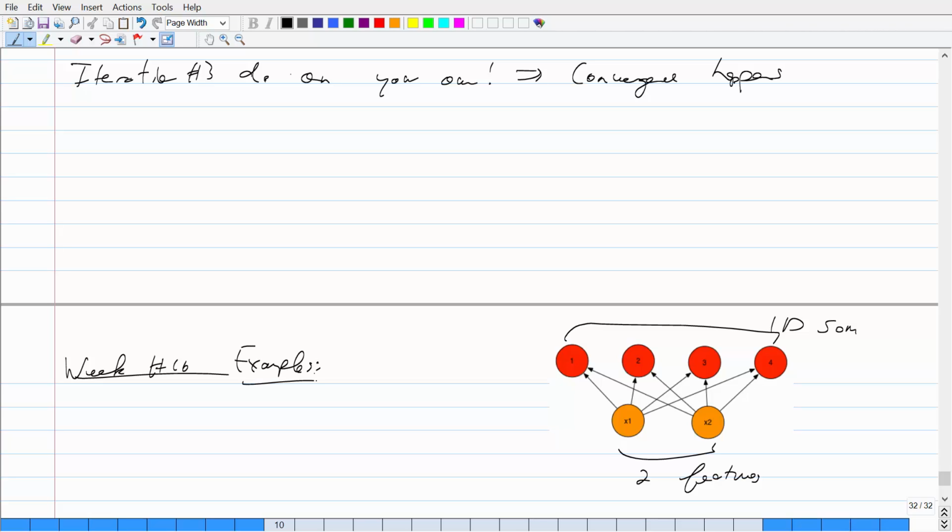We have 2 examples, 2 features each. So 1, 2, 3. This is x1 and x2. So we have -1, -0.5, 0.5, and 2, and -3, and -3.